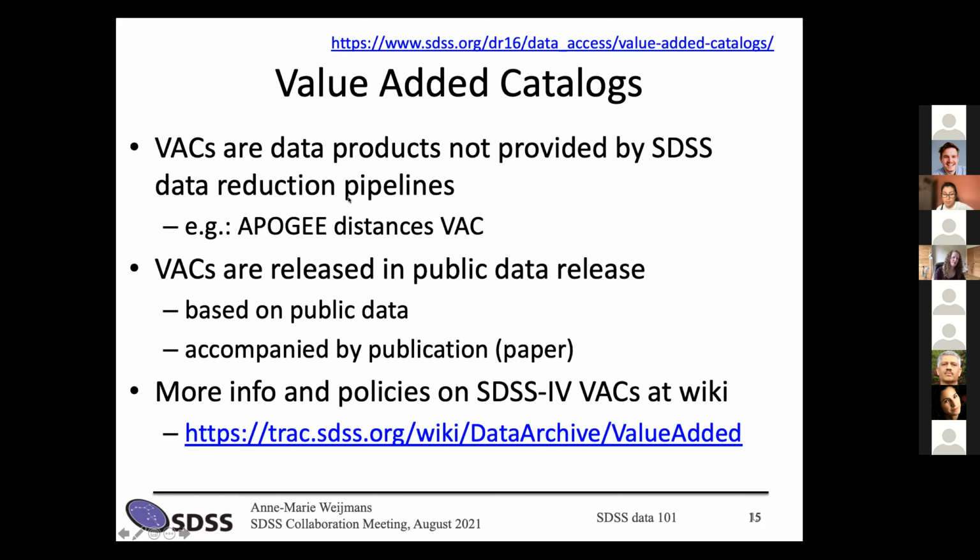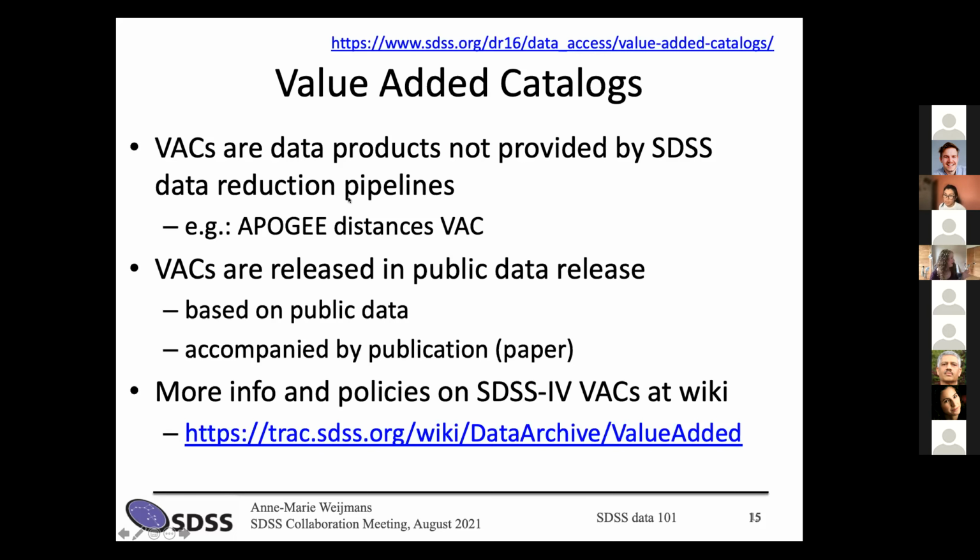Another term that you may have heard quite a bit is a value-added catalog. These are data products that are not provided by the data reduction pipelines themselves, but that you as scientists can actually access and that you make for yourself to do your own science. And then once you've derived your mass, your rotation period, whatever it is that you calculated, that is a catalog that would be very useful to share with the wider world.